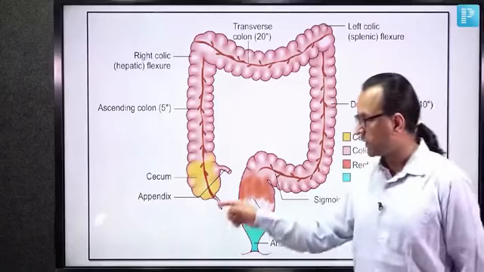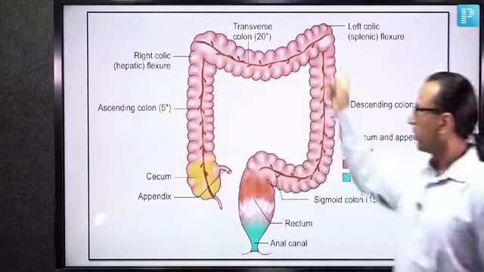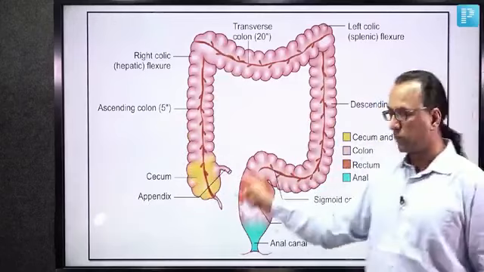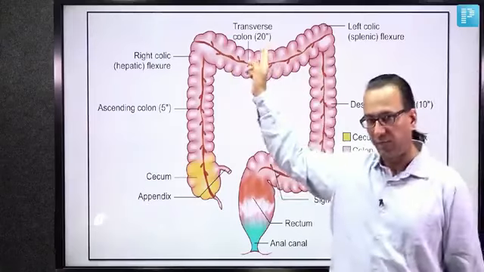One more thing which you can notice is the length of the colon. Ascending colon is 5 inches, descending colon is 10 inches, sigmoid colon is 15 inches, and the transverse colon is 20 inches. You can see it's a table of 5.